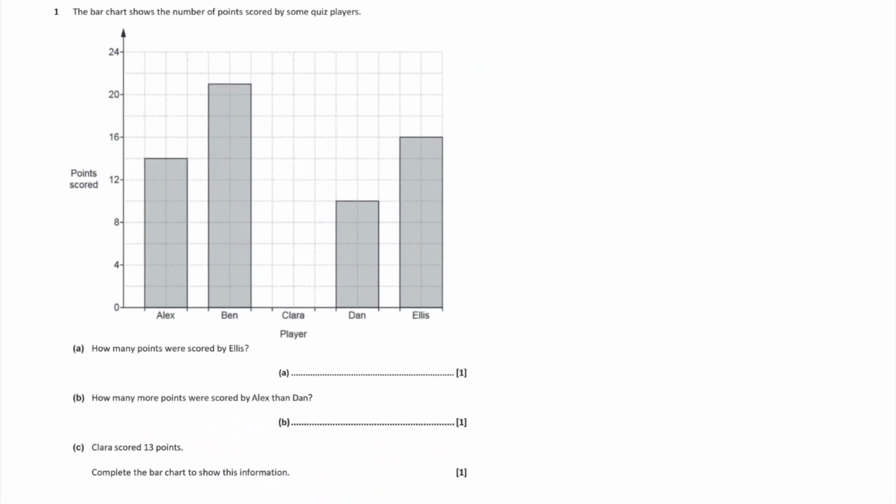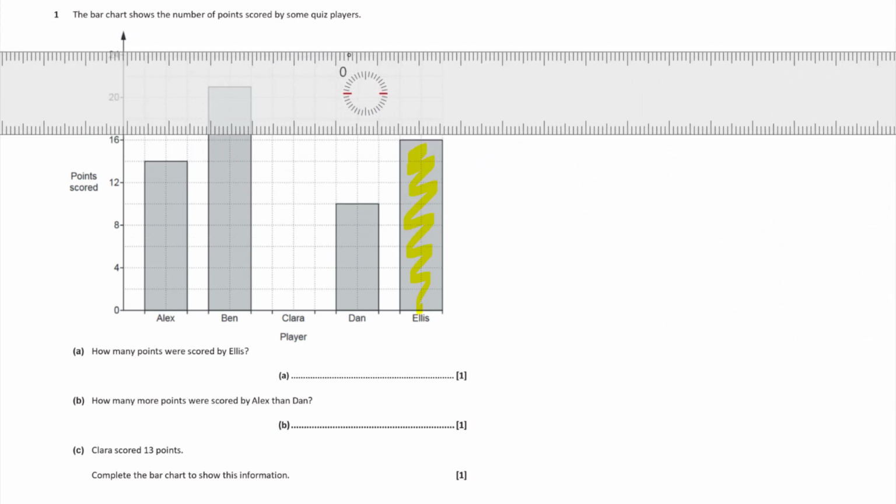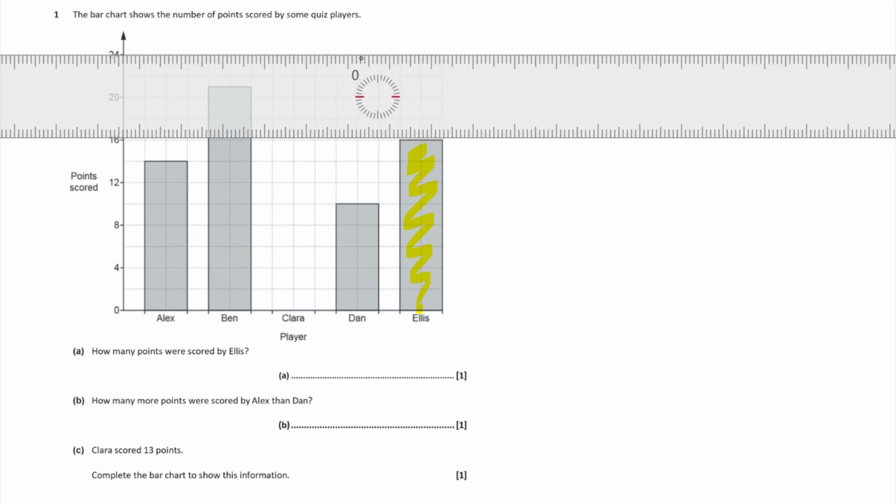Question 1. The bar chart shows the number of points scored by some quiz players. So we've got a bar chart here, haven't we? And on the side we've got the points scored, and along the bottom we've got the name of 5 people. How many points were scored by Ellis? So where's Ellis's bar? Ellis's bar is this one on the end, isn't it? You can see it's at a height of 16 then on there, isn't it? If you read across from the top of the bar to the axes, that's going to be 16.